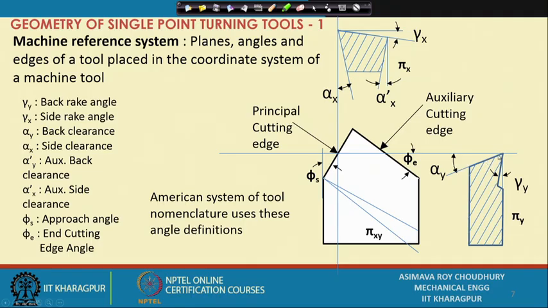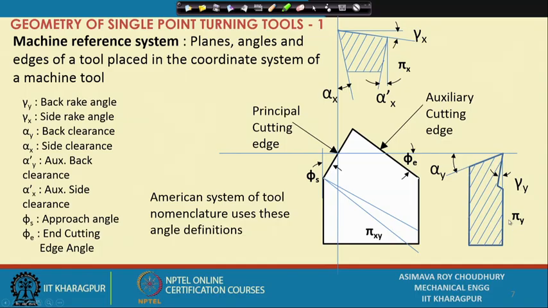So, here clearance angle, back clearance, can be defined as the angle between the principal flank and this particular plane. What is this plane? This plane must be the trace of the pi x plane, in the pi y plane. So, the angle between two planes, which are these planes? Principal flank and pi x plane, and this angle is considered in the pi y plane.